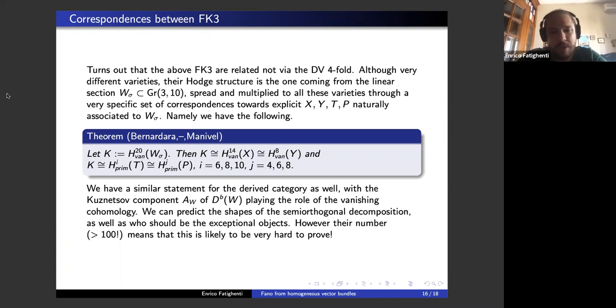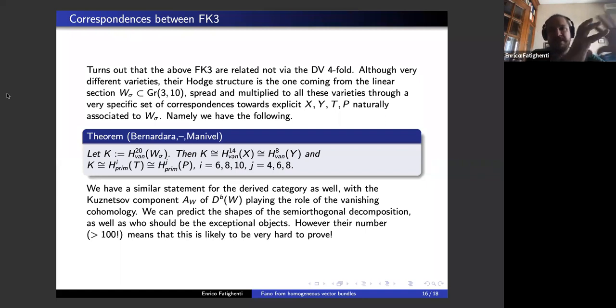So suppose you take the 20-dimensional vanishing component of the cohomology of W. Okay, so what you do is you take the Hodge structure, the 20-dimensional Hodge structure of W, and you throw away 10 cycles, which are Schubert cycles coming from the Grassmannians. And then what we discovered is this K is in fact isomorphic to the 14-dimensional vanishing cohomology of X, the 8-dimensional vanishing cohomology of Y, and to the primitive cohomologies of T and P in the relevant degrees. So this is just a Hodge theoretical statement to say what I've been telling you right now.